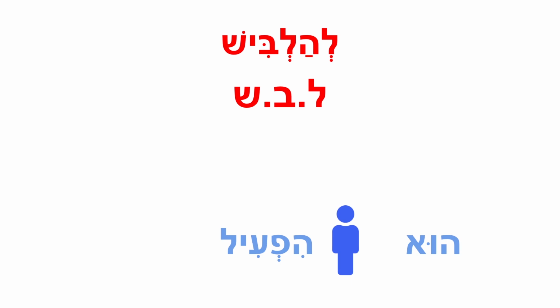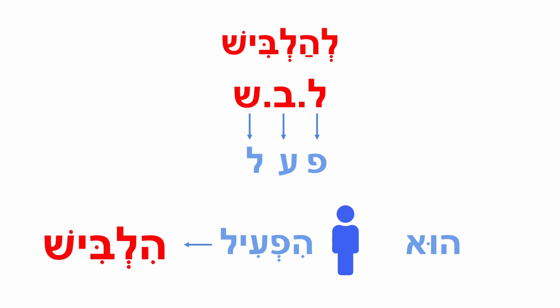What he did, he dressed someone up. So lamed will replace the pei, bet will replace the ayin, and shin will replace the lamed. Hu hif'il, hu hilbish. So here we see it follows the sound of the binyan. What we did is we replaced the letters pei, ayin, lamed respectively with the root letters in the same order, and essentially we put it into the template in order for it to follow the sound of the binyan, which is hif'il.